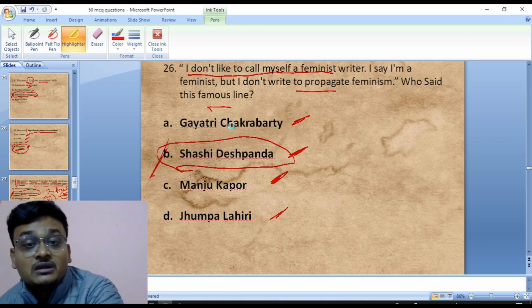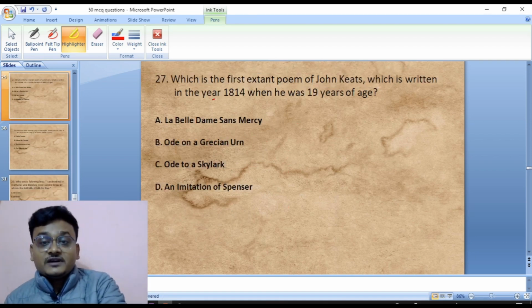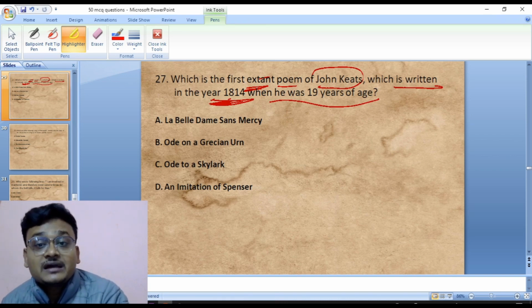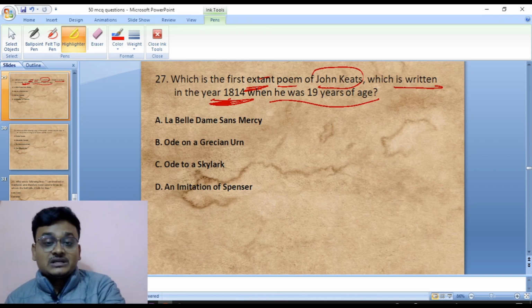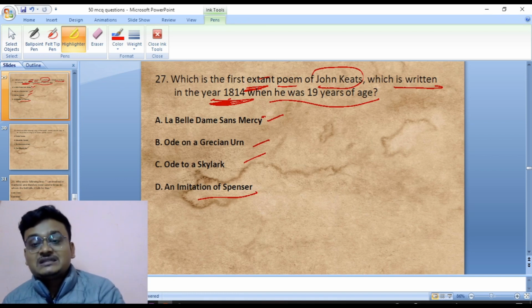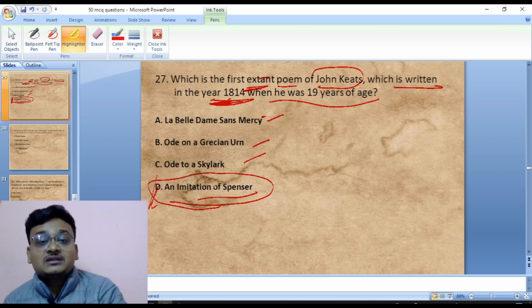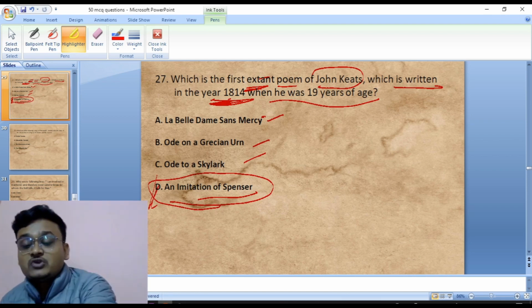Okay, let's move to the next question. Question number 27. Which is the first extant poem by John Keats, the Romantic poet, which was written in the year 1814 when he was 19 years of age? The options are La Belle Dame Sans Merci, Ode on a Grecian Urn, Ode to a Skylark, or An Imitation of Spenser. It is the lesser known work of John Keats. So option D, An Imitation of Spenser, is the right answer here. That was written in the year 1814 by John Keats.